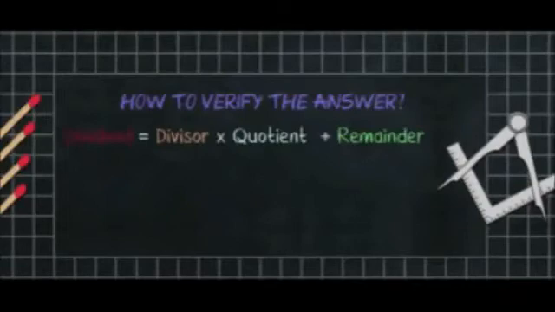I'm sure that you know how to verify whether the answer is correct or not. All we need to do is use the following relation. For verification, we have dividend is equal to divisor multiplied by quotient plus remainder. After putting the values, we have 3 multiplied by 2 plus 1, which is equal to 7. That is equal to the dividend. So the answer we get is the dividend itself.